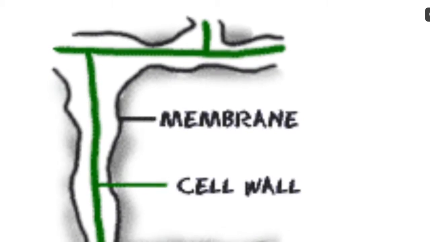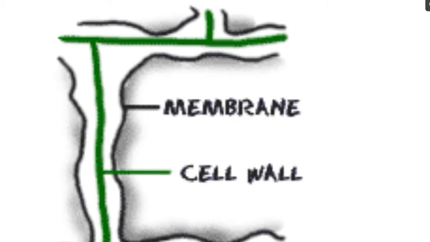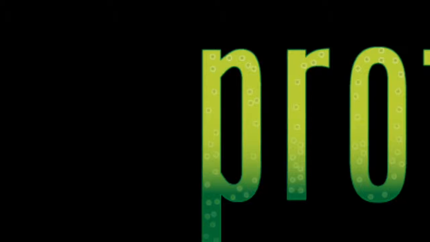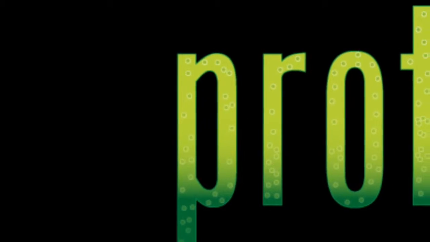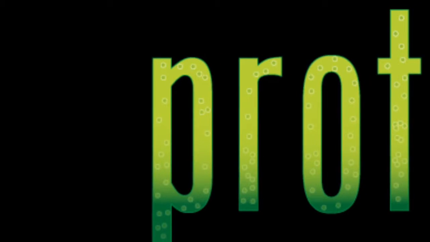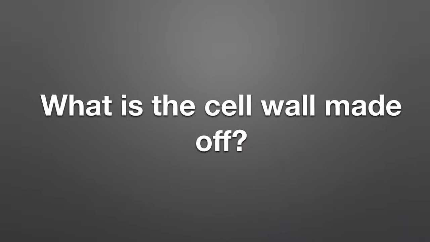What is the cell wall? The cell wall is the outer layer that maintains the cell's shape and protects the cell from mechanical damage. It's made of cellulose, other polysaccharides, and protein. What is the cell wall made of?